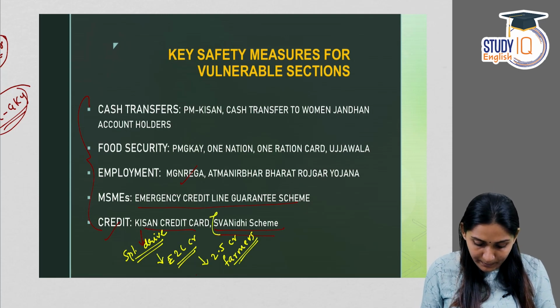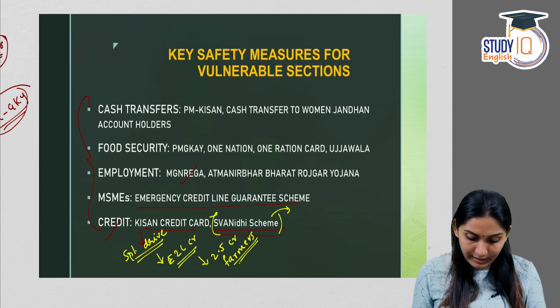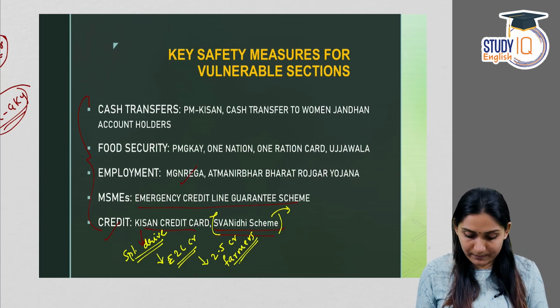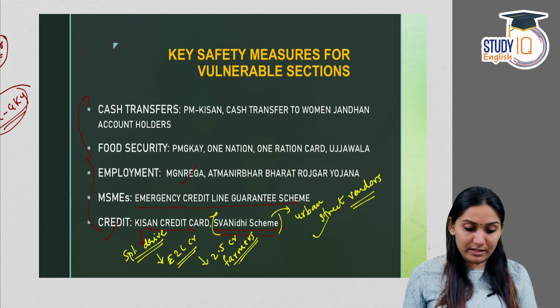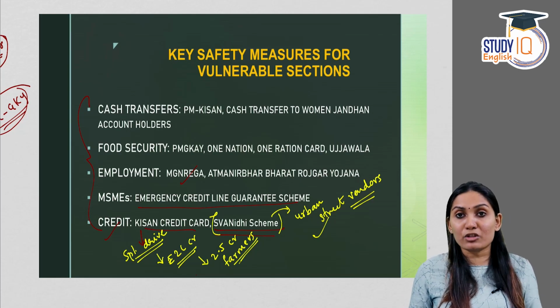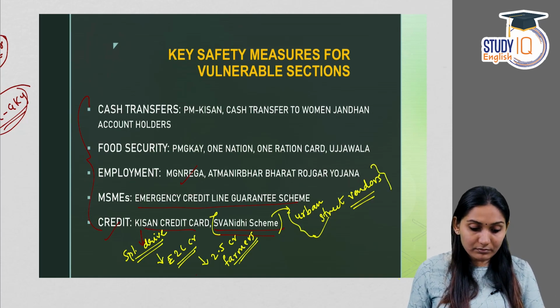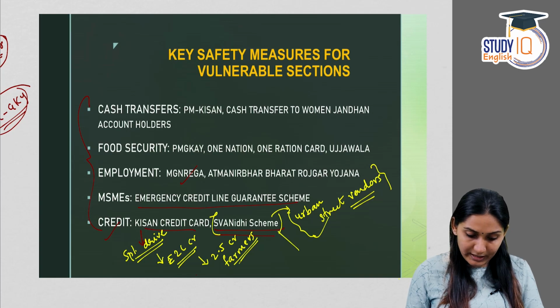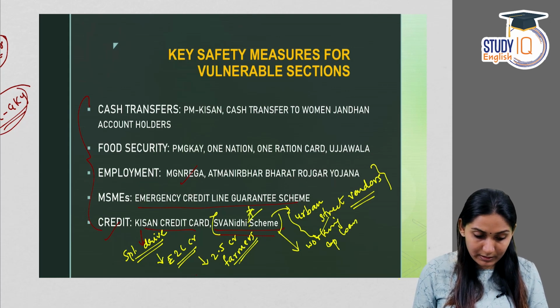Then the PM Swanidhi scheme. This was aimed at providing working capital loans to urban street vendors, because all their businesses were stopped due to COVID-19. In order to resume their businesses, urban street vendors were given working capital loans. So Swanidhi scheme is working capital loan for urban street vendors. So please remember this.